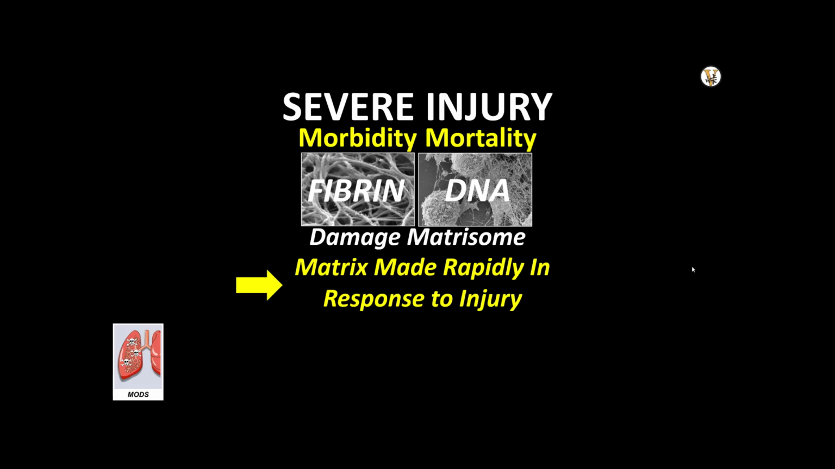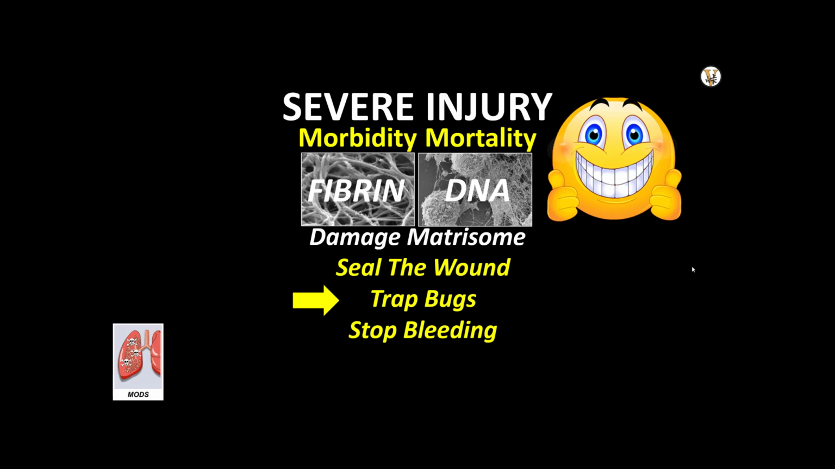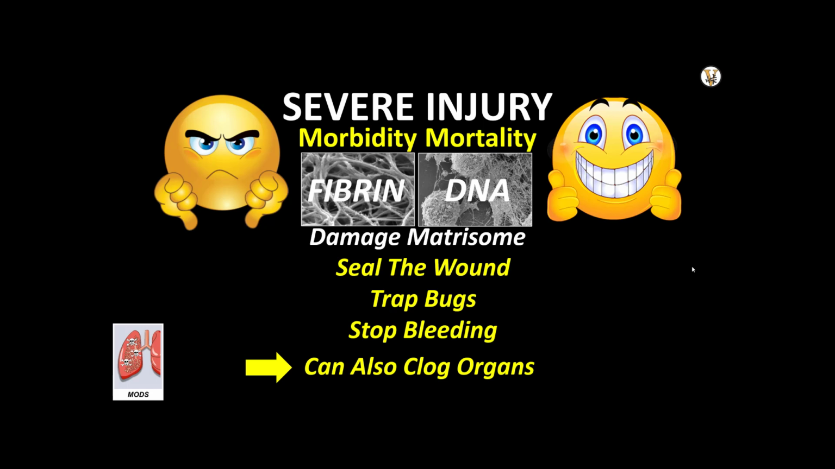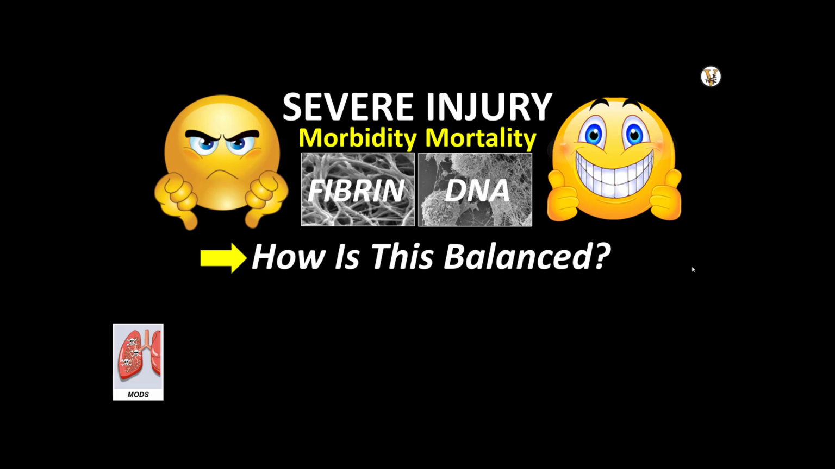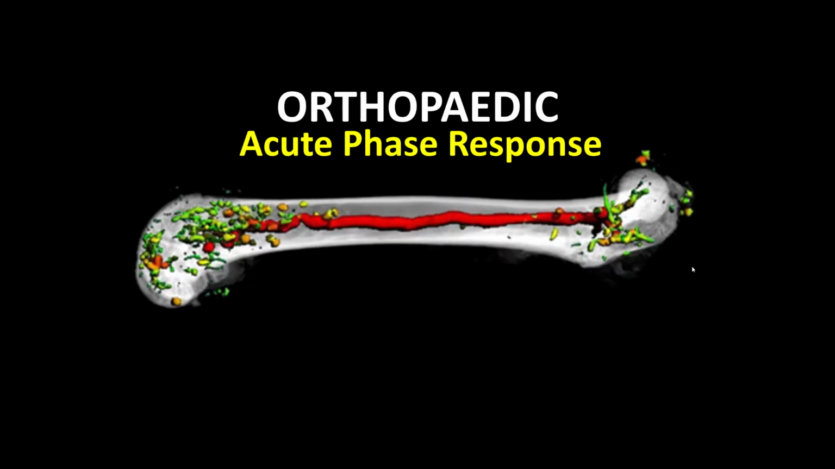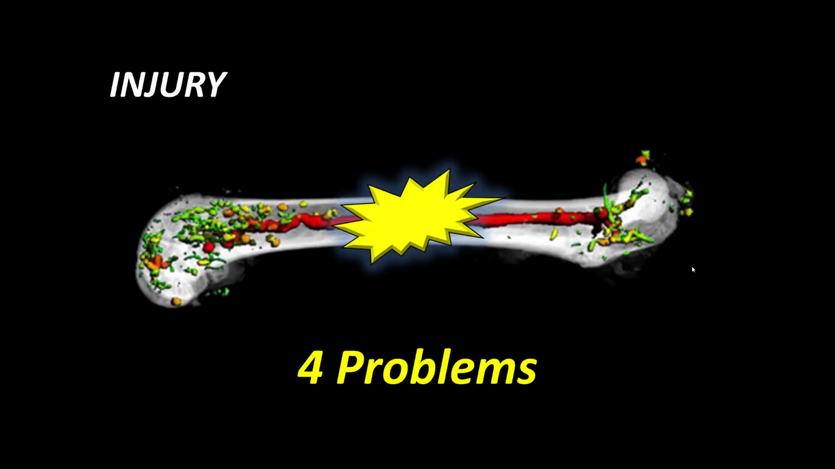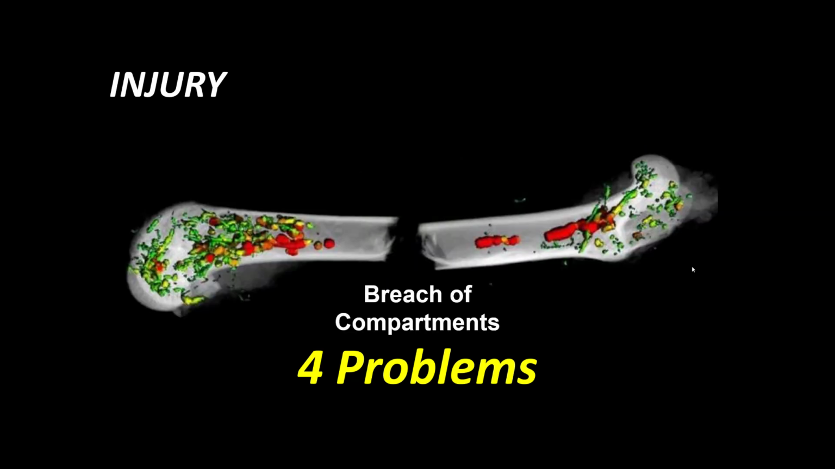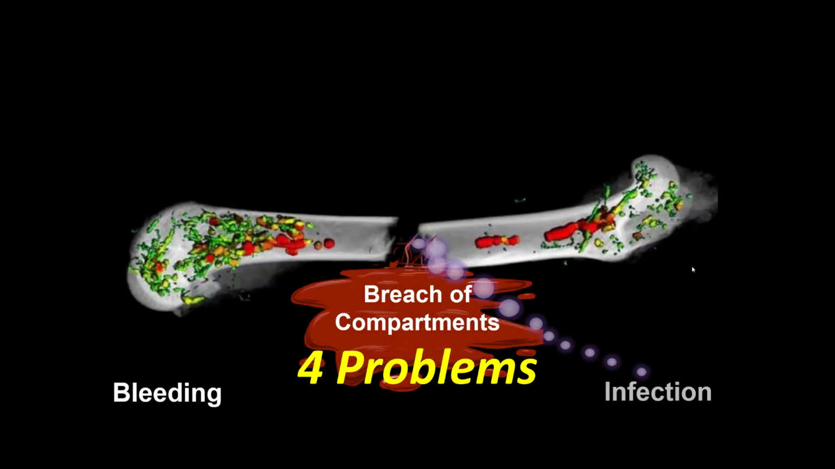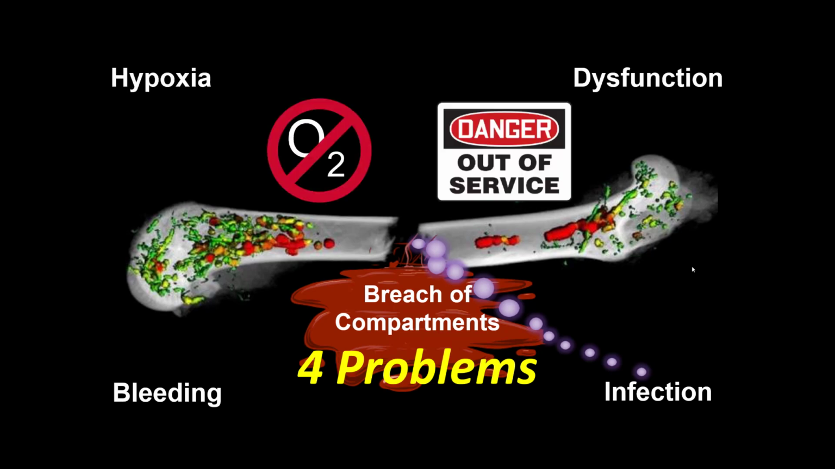This is simply a matrix that's made rapidly in response to injury that seals the wound, traps bugs, and stops bleeding, but can also clog organs, leading to multiple organ dysfunction syndrome. So the key then is, how is all of this balanced? Well, if we start off with the orthopedic acute phase response to see what happens in a normal injury, when we have an injury, it creates 4 problems that we need to resolve. Because of this breach of compartments, we have bleeding, susceptibility to infection, tissue hypoxia, and tissue dysfunction.